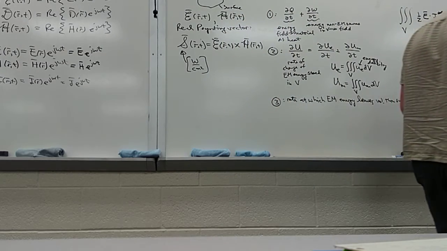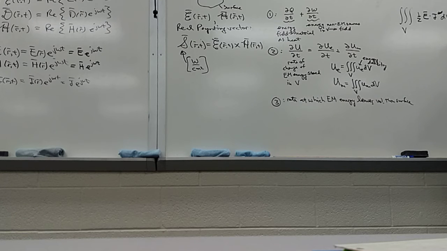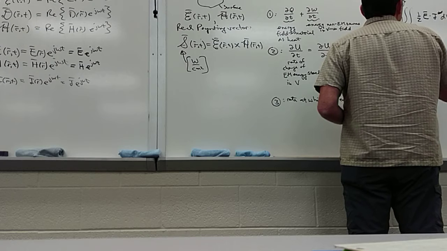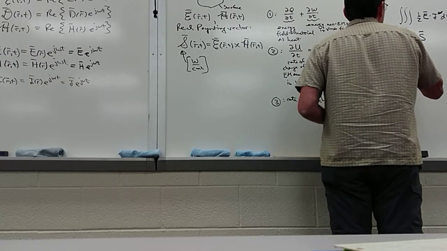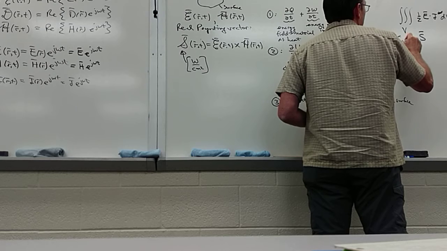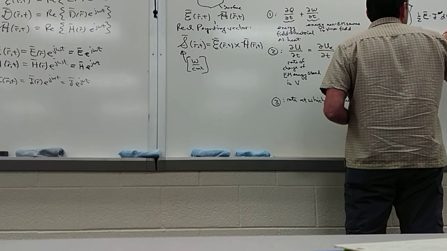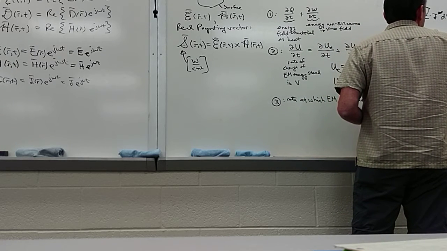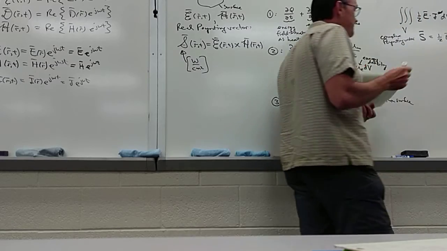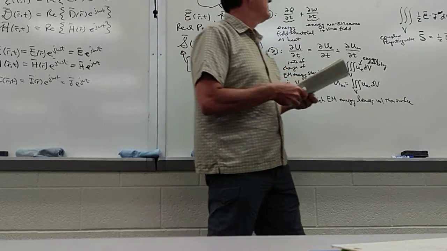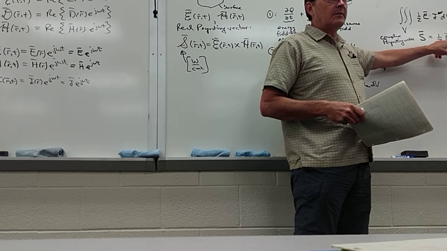Okay, then we have the integral over the surface, and now we're going to write S dot n hat dA, and all of that is equal to 0. And here, S is the complex Poynting vector. And so S is equal to 1/2 E cross H complex conjugate. So what is E again? Complex amplitude vector. What's H? Complex amplitude vector.